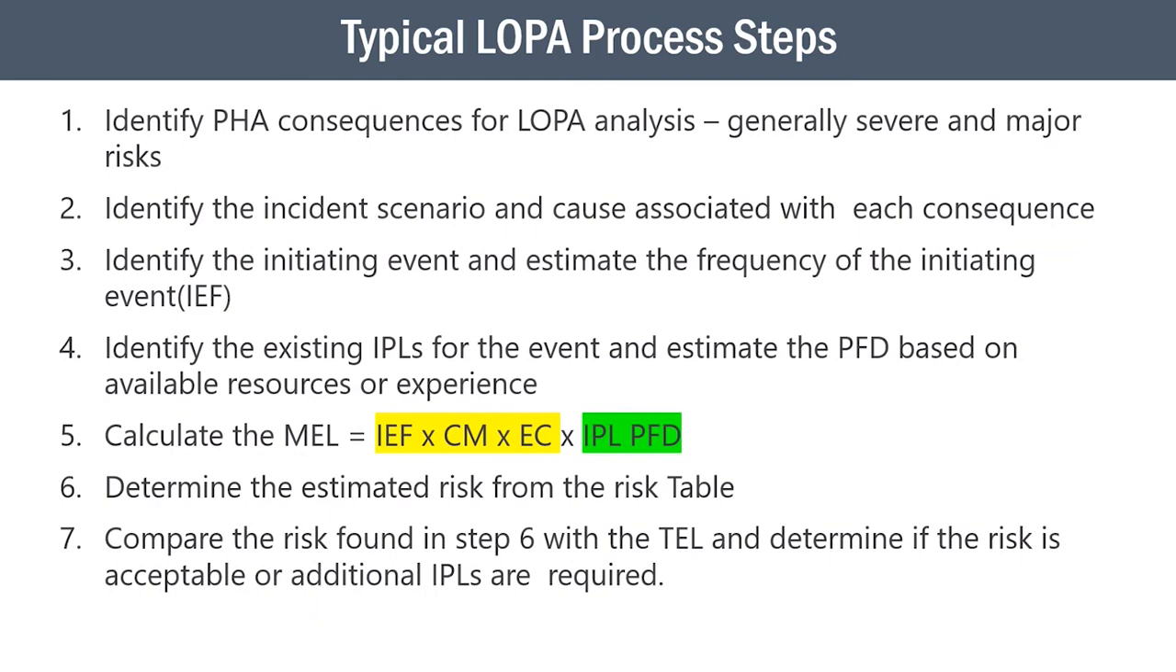And then you got to figure out what that risk is from your table based on severity and compare it to your tolerable exposure, which is something you've determined from the beginning. And if the risk is acceptable, you're good. You don't have to go any further. If it's not acceptable, you might want to go back and say, wait, we might have to add additional IPLs in here in order to bring this down to a level that we deem as an acceptable risk.